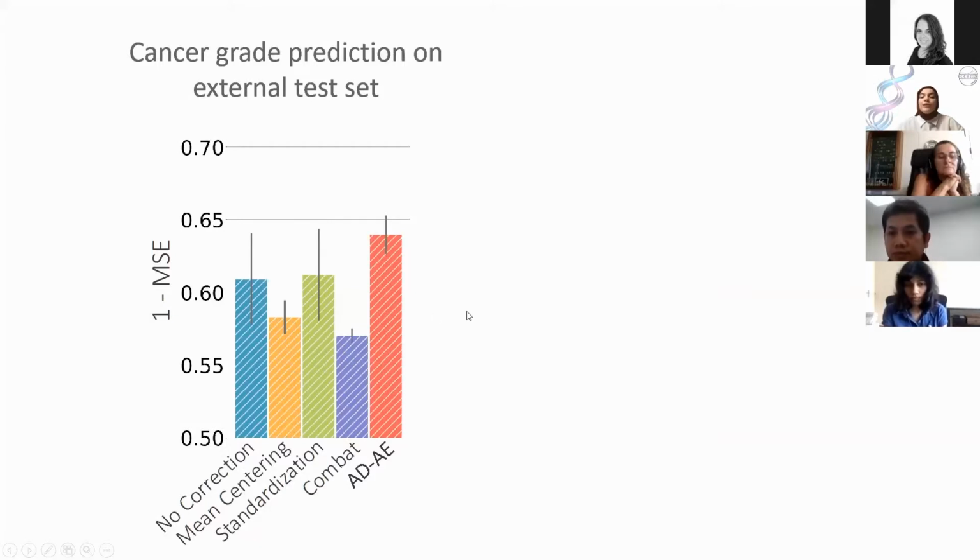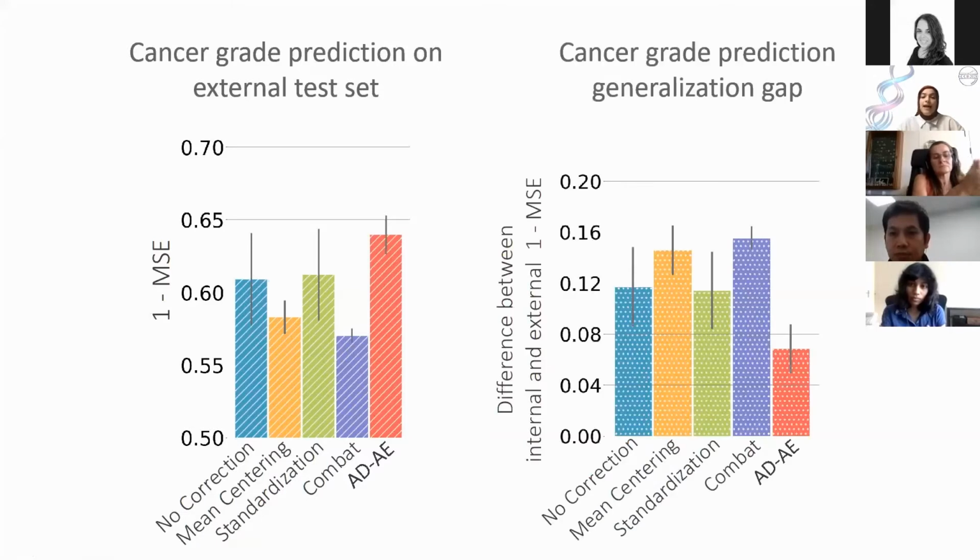It was very nice to see that our model can significantly outperform the other approaches in terms of external test set performance. Another very interesting result is that we also measured a generalization gap, which is the difference between internal test set performance and external test set performance. If you have a low generalization gap, you can successfully transfer from one domain to another. We see that ADAE has a minimal generalization gap, which is great because it shows that you can transfer across different domains with minimal prediction loss, which is what we would want from a robust model.